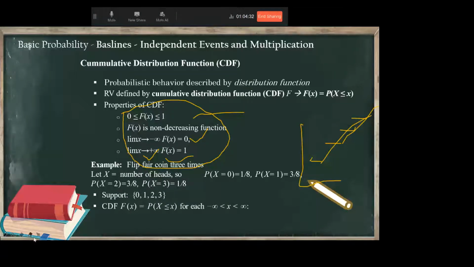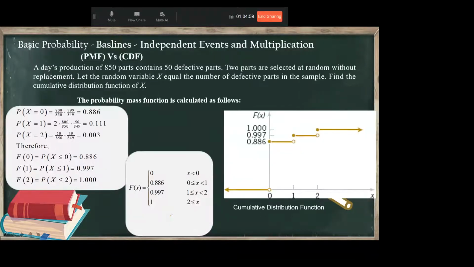Let's take a simple example, the same example of the coin. Flip a coin 3 times. X is the number of heads, we already know. So the support of X is 0, 1, 2, 3. So the CDF is the probability of X less than or equal to small x, where x lies between minus infinity and plus infinity. So have you understood this one? Cumulative distribution function. Now let's see an example.